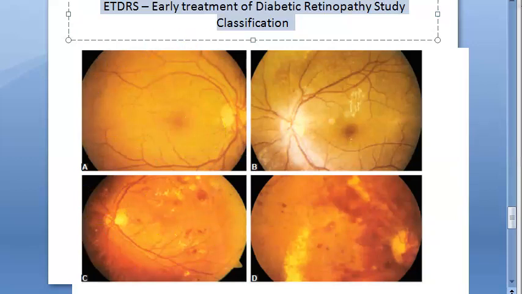This color is not suiting. Let's take a better color. Okay, in the mild one. So this is mild, they are saying. So this is the right eye. You can see the optic disc here.